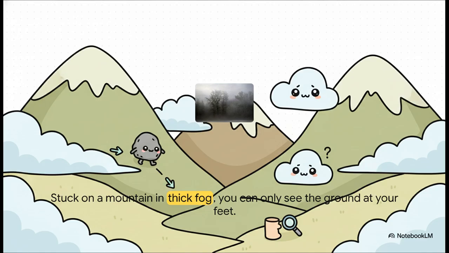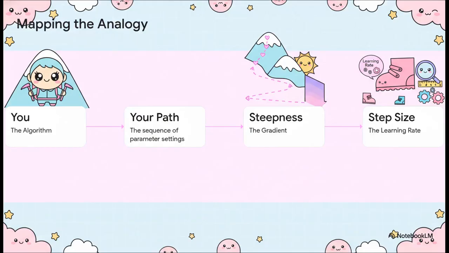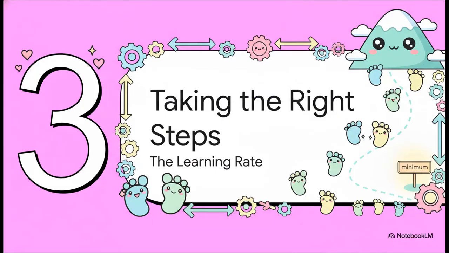So, what do you do? Well, you probably feel the ground, right? Find the direction that slopes down the steepest, and then you take one step. Then you stop, feel the ground again, and take another step. And this right here, this is where our little story maps perfectly onto the algorithm. In this analogy, you're the algorithm. The path you're taking down the mountain, that's the sequence of tiny adjustments the algorithm makes. The steepness of the hill you're feeling out, that's what we call the gradient. And maybe most importantly, the size of the step you decide to take, that is a super critical parameter called the learning rate.